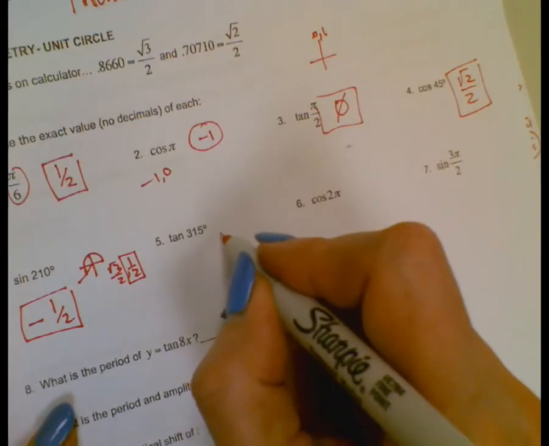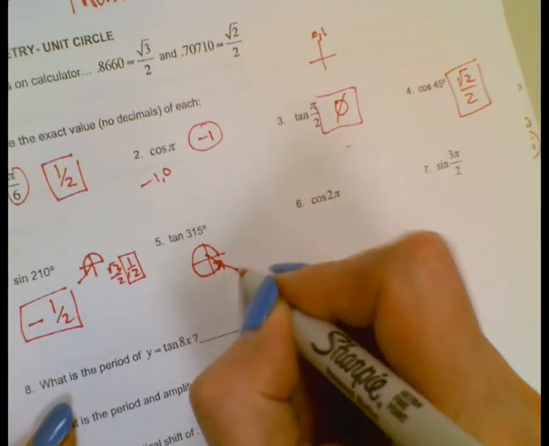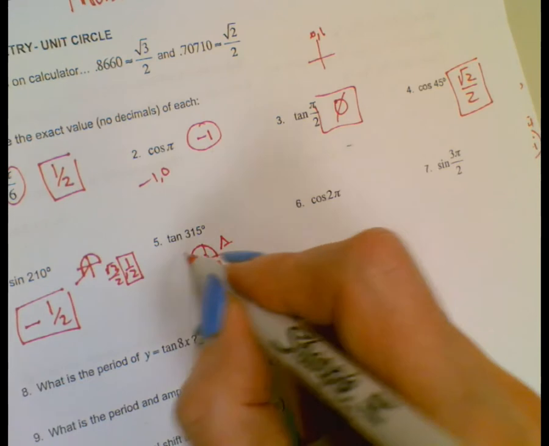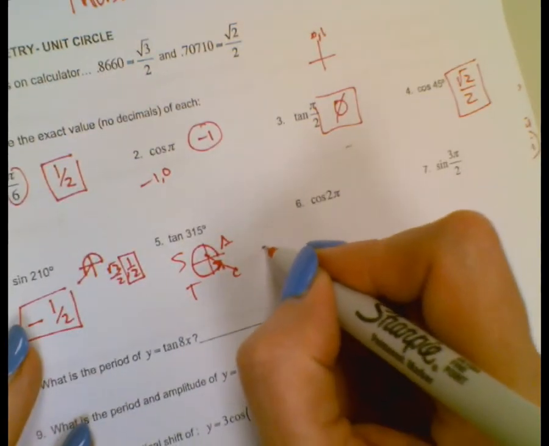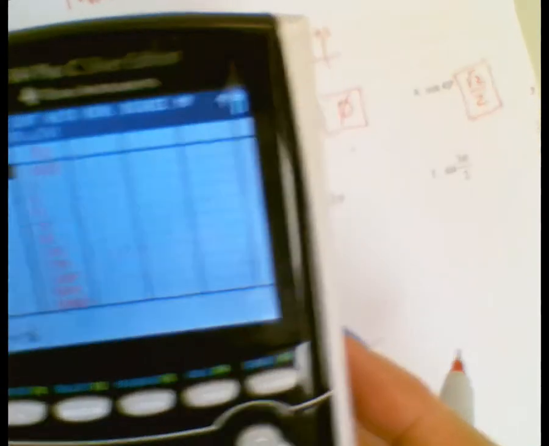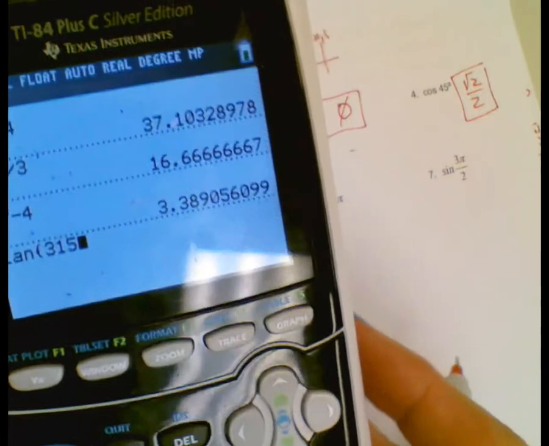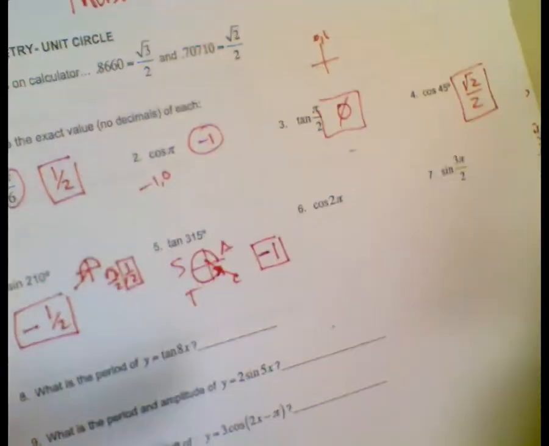Tan of 315, this is the fourth quadrant. You're all the way over here, okay? So tangent, all scholars take calculus. Tangent is negative in this quadrant, it's -1. Again, guys, this is not rocket science. We can punch these in our calculator. Tan of 315 is -1.